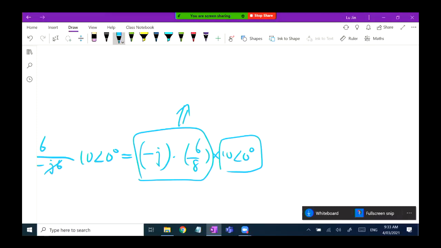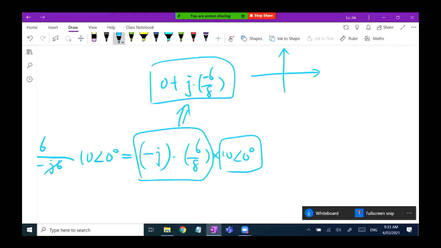This negative j 6/8 is actually 0 plus j times 6/8. Oh, sorry, my fault. 0 plus j multiplied by negative 6/8. For this small term here, in the complex plane, it indicates a 0 real component and a negative 6/8 imaginary component. This vector is actually here. Can you see that? Oh, good. For such a vector, its angle must be negative 90 degrees.